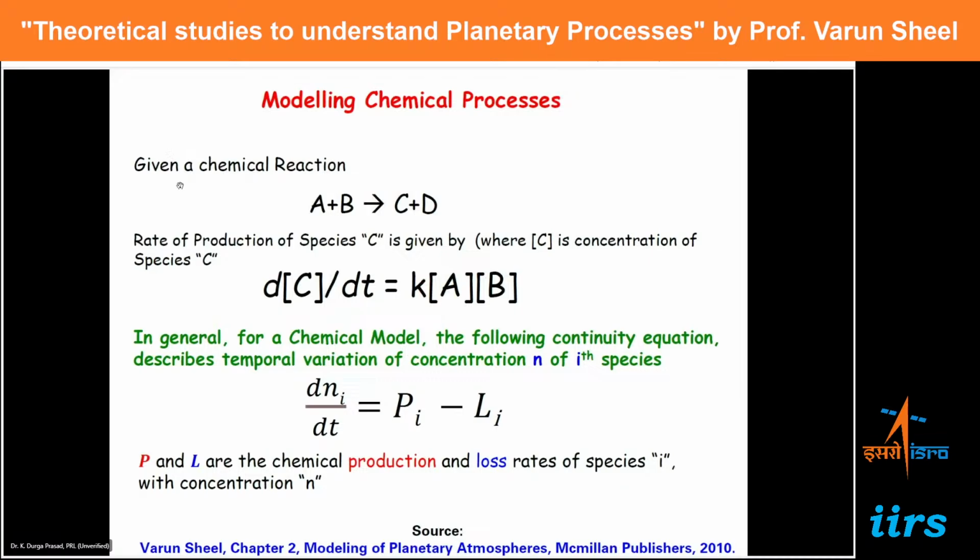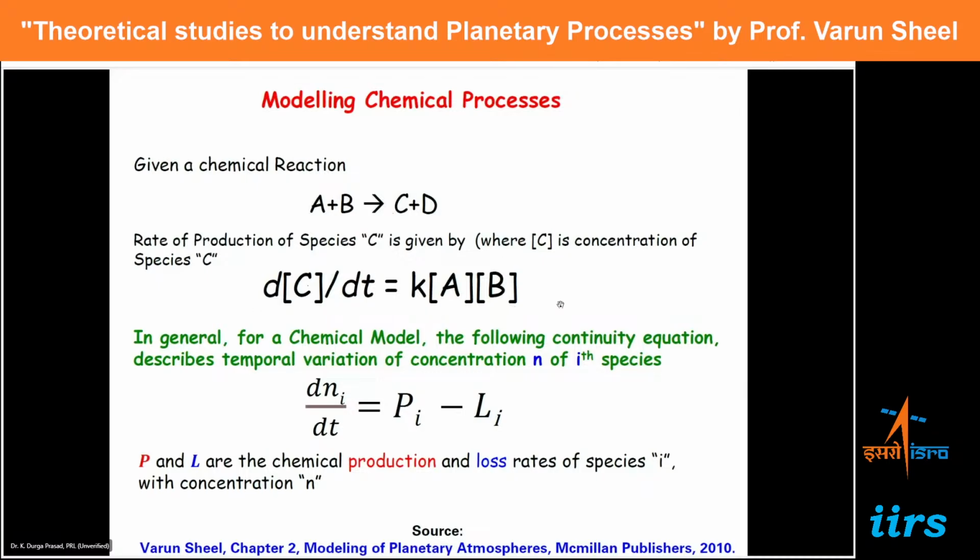So if we have a chemical reaction, let us say A plus B gives rise to C plus D, it is ultimately like a balance, a chemical balance. That means what is the production and what is the loss. So the rate of production of species C, that is d by dt of C, is nothing but k, the rate constant, times A as well as B.